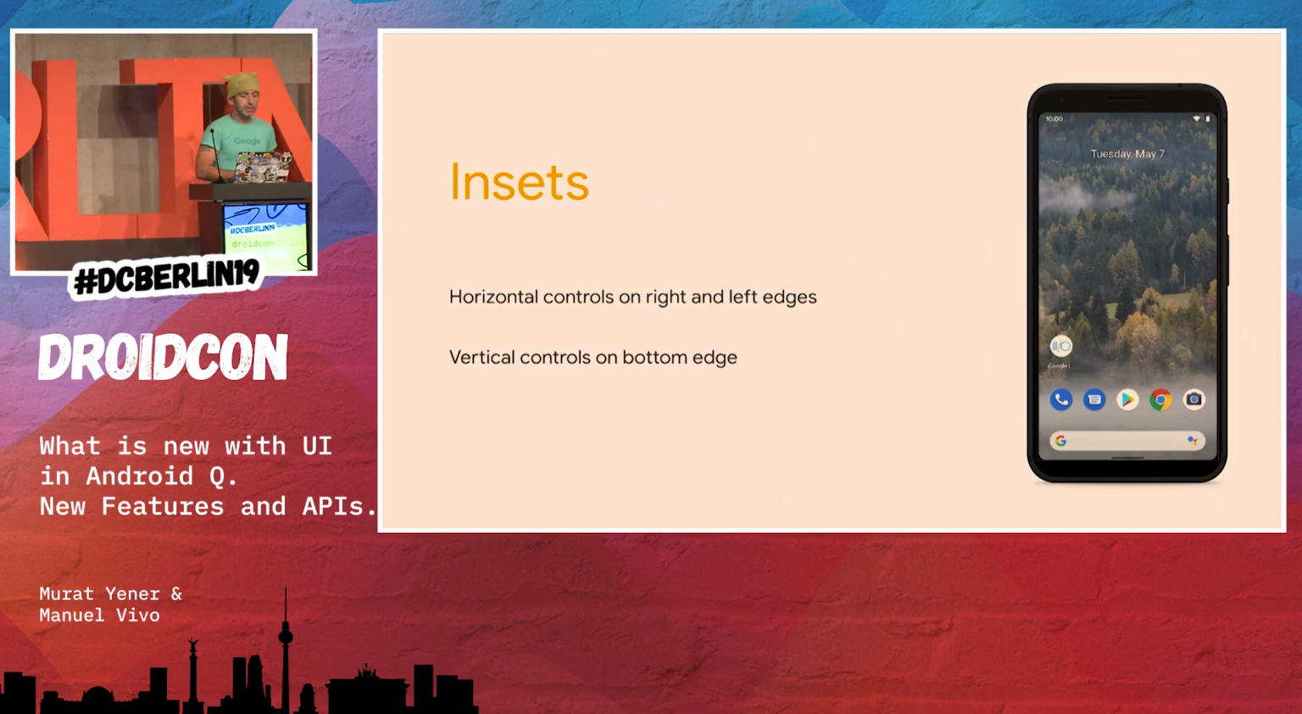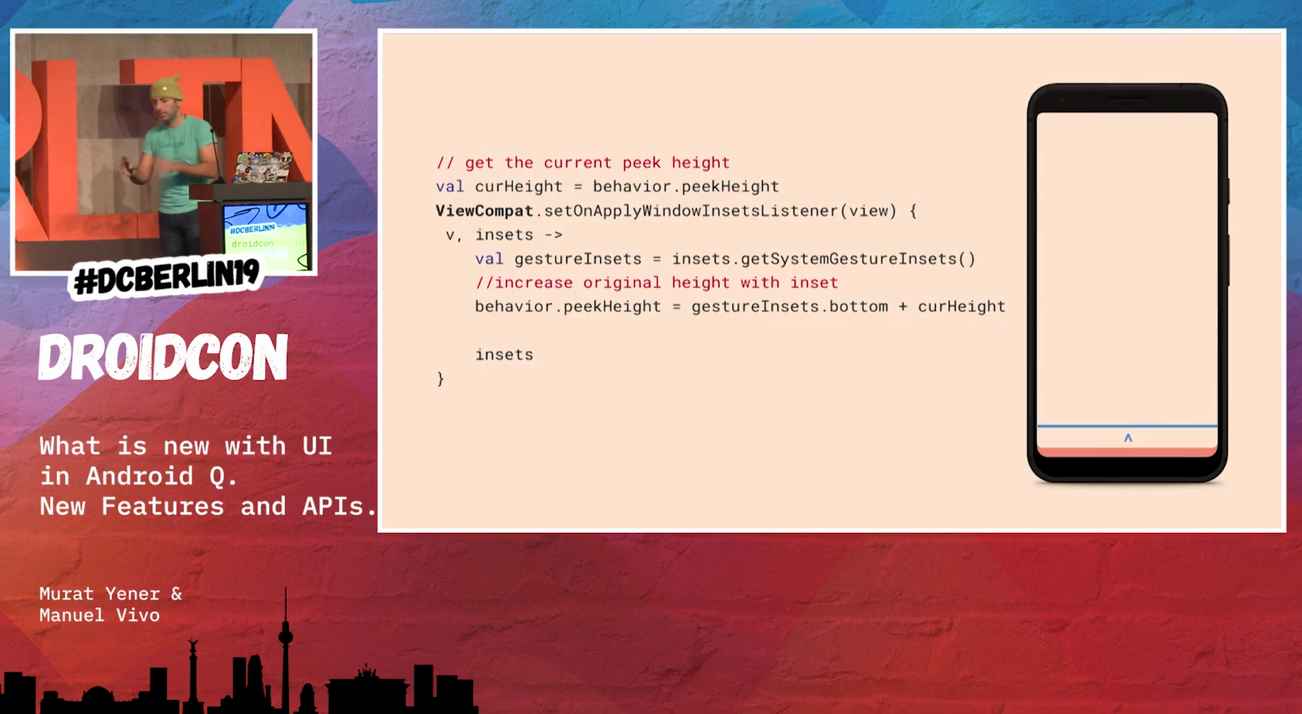In order to fix this, this is a sample code I added. First, check the current peek height of the control. Then use ViewCompat and the on apply inset listener, check the current inset, and create an offset by using the inset on the peek height of the widget, which will create an easier draggable experience for the user, and the user won't be leaving your app.